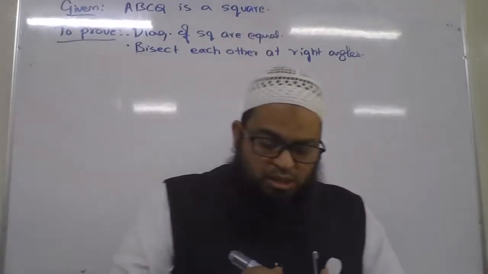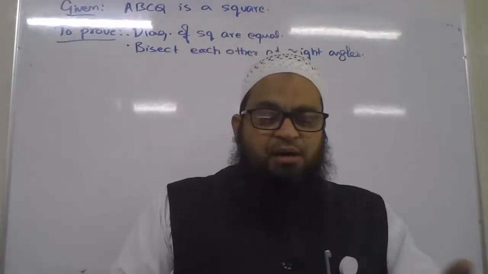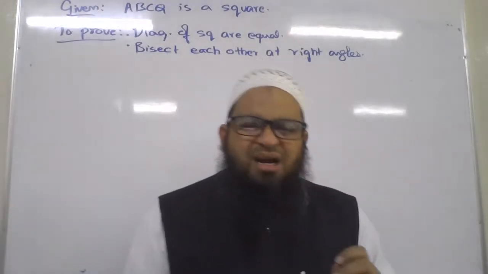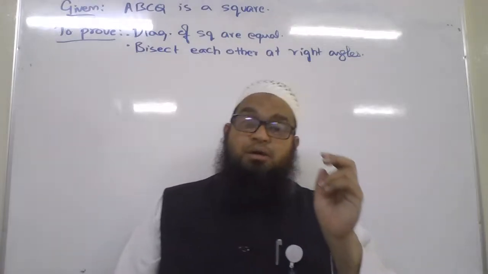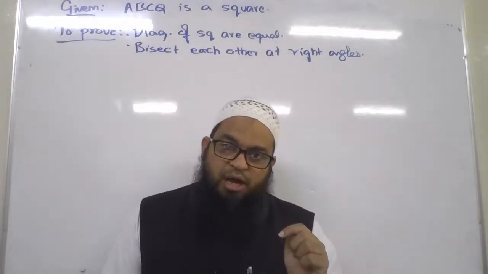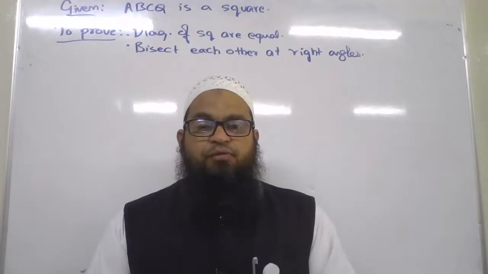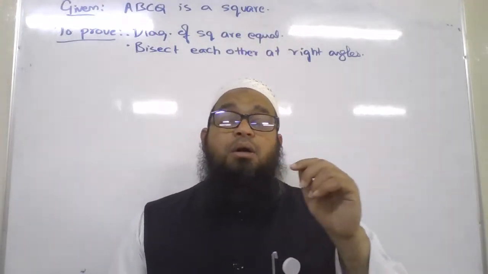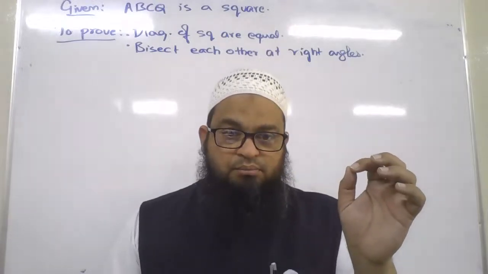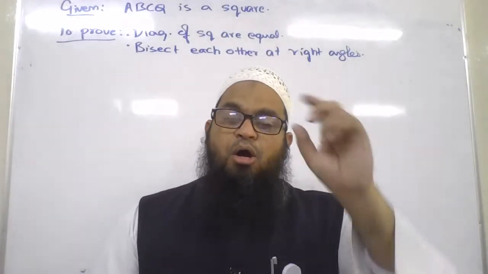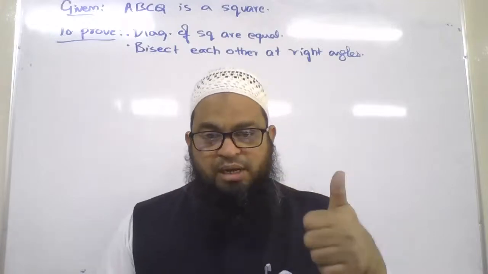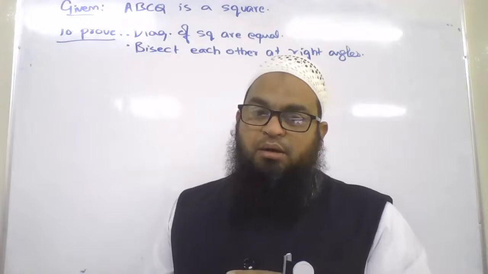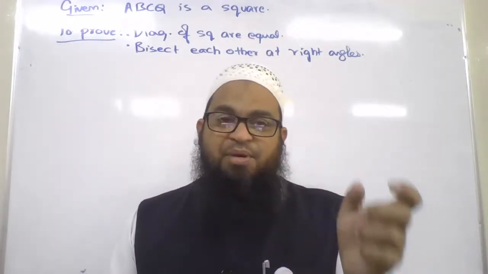Now, students, listen carefully. If it is a parallelogram, what is the definition of a parallelogram? The definition of a parallelogram is that two pairs of opposite sides are parallel. Okay. Now let us see what is the definition of a square. The definition of a square is that all sides are equal, and since it is a parallelogram, opposite sides are parallel. Clear? Understood?